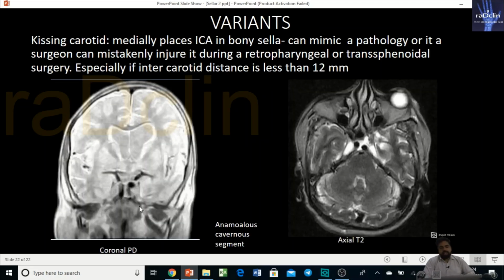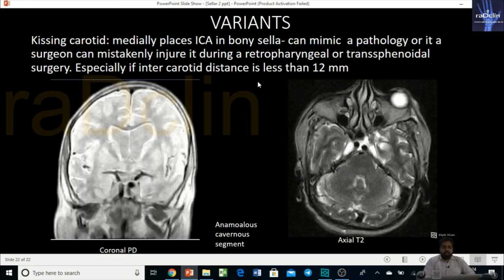Now, a variant that is very important: in whatever kind of surgery, whatever lesion of the pituitary gland there is, we need to always look for the ICA. Why? Because the ICA is in very close proximity to the pituitary gland and the sellar area. So this is a kissing carotid. It means that the ICAs are medially placed in the bony sella. They can mimic a pathology, or the surgeon can mistakenly injure them during a transsphenoidal surgery, which is a very big blunder.